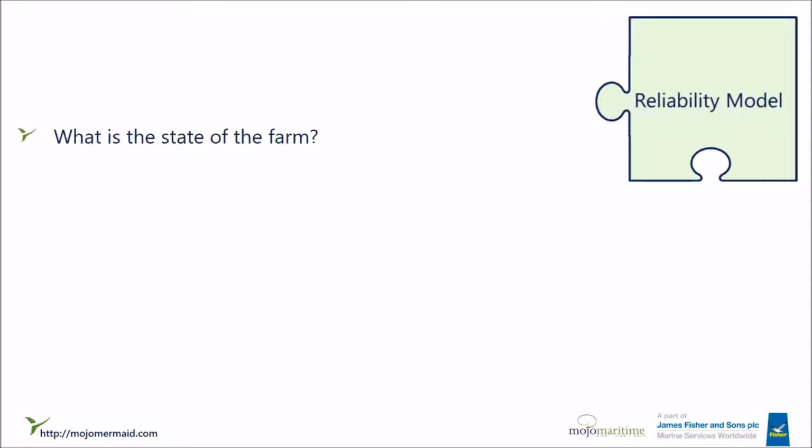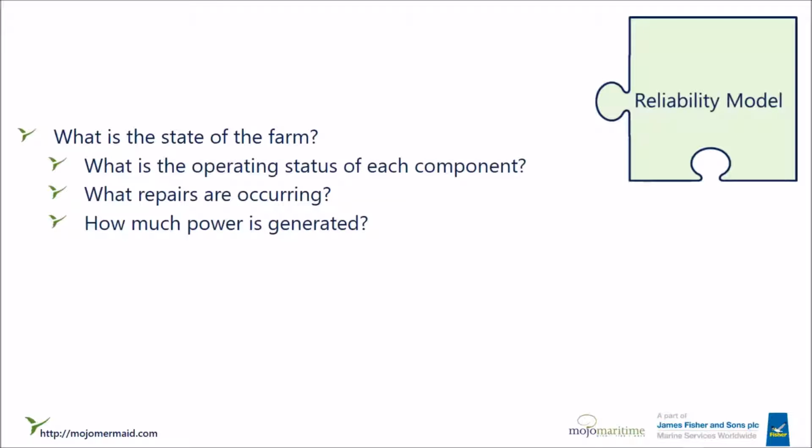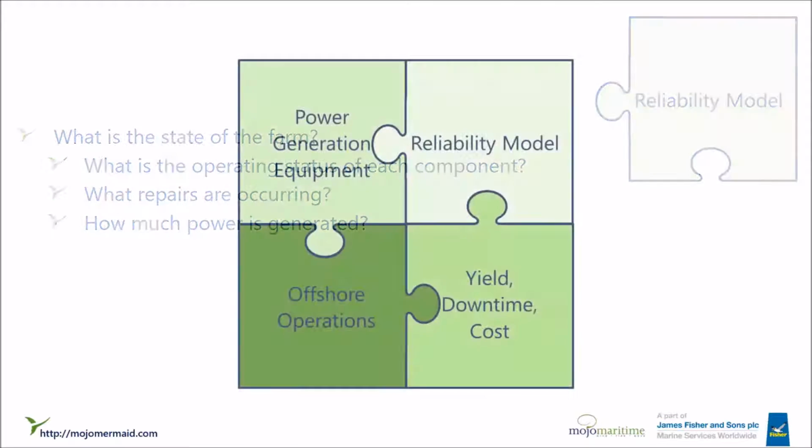As we said, we're going to need some kind of reliability model, and from this we're going to want to determine what the state of the farm is. And we're going to want to know the operating status of each component. So is that component online and contributing to the yield, or is that component offline and we're incurring some kind of downtime? And we need to know this across all the components in the farm and therefore the items in the farm itself. We're going to need to know what repairs are currently occurring, and from that information we're going to need to know how much power is currently being generated.